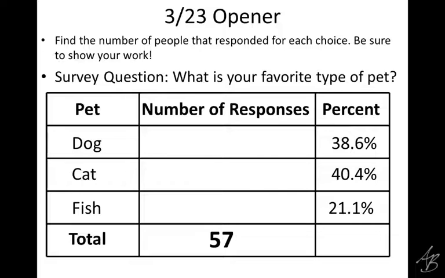So that literally means 38.6% is out of 100, so divided by 100. Of 57 means times 57. And that's going to give us a decimal, right? So what do we get when we do that? 38.6 divided by 100 times 57. What does that give us?